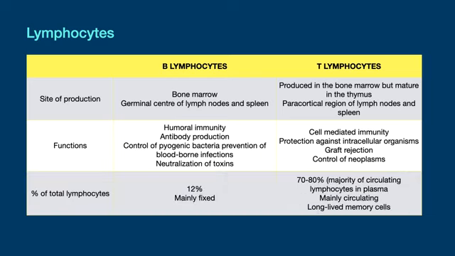B lymphocytes account for 12% of total lymphocytes, so the majority of the lymphocytes are actually the T lymphocytes circulating in the plasma. They are long-lived memory cells.